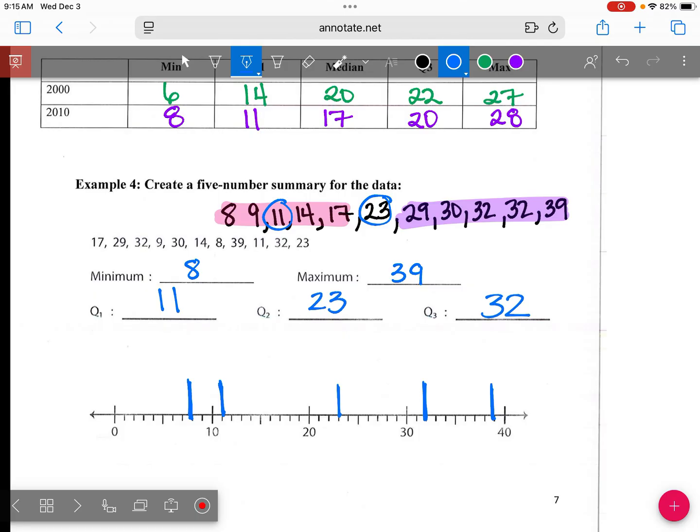So you should have 5 lines. That's why it's called a 5-number summary. We got 1, 2, 3, 4, 5. The middle 3, you make a box. And then you just draw a line attaching those two to the box. Some people call this a box and whisker plot.